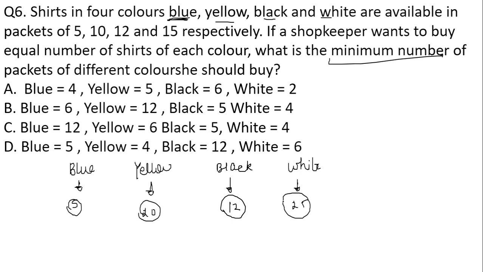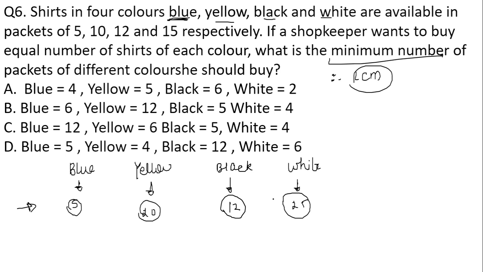So they are asking us that if the shopkeeper wants to buy the equal number of t-shirts, that is equal number of blue, yellow, black and white, what is the minimum number of packets of different color he should buy? So here we can clearly see that we have to find the minimum number, so hence we have to find the LCM. So simply the LCM for 5, 10, 12 and 15 will be 60.